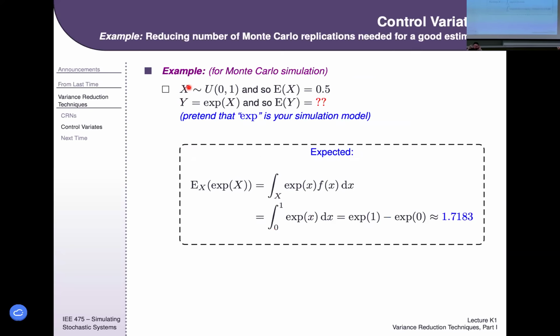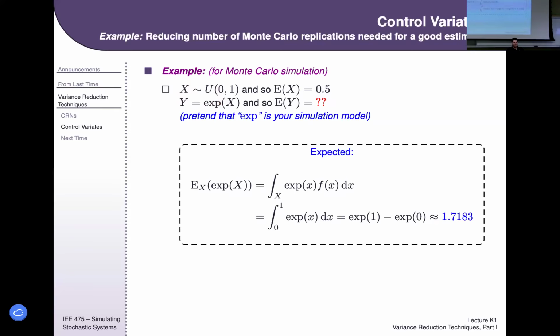Imagine I have this x input here. So this is like our temperature. It's uniformly distributed between 0 and 1, so its mean is 0.5. Imagine that I have a simulation which I'm just going to substitute for the exponential function. So I'm just taking the exponential of x. But you can imagine this is a simulation.